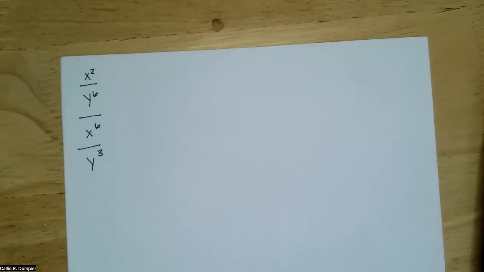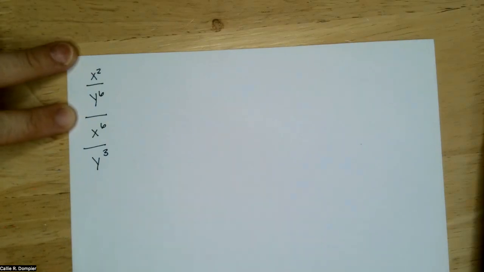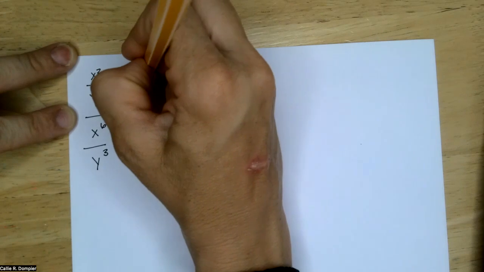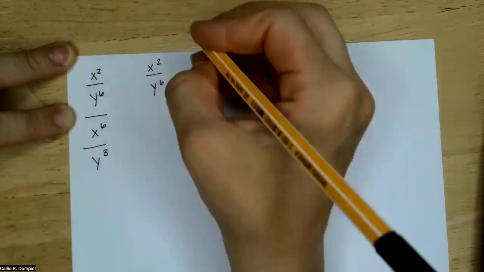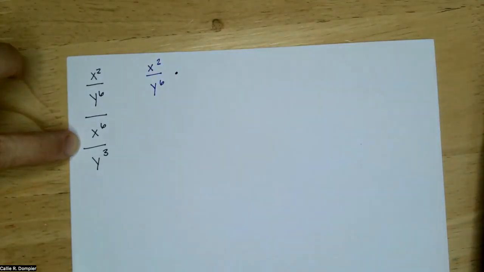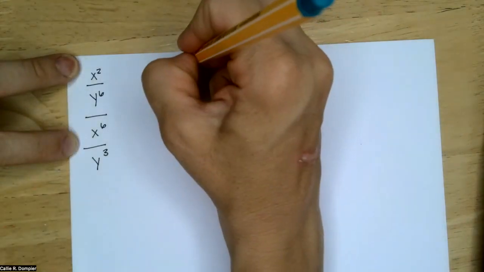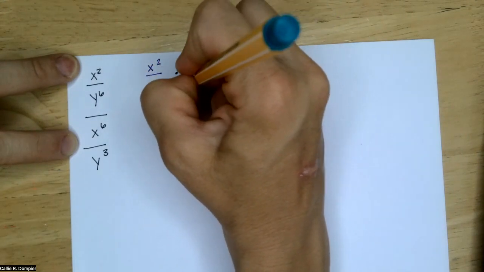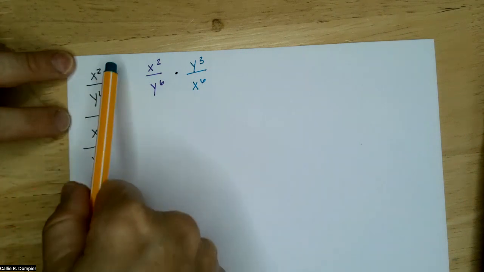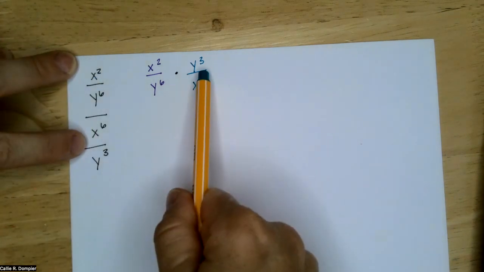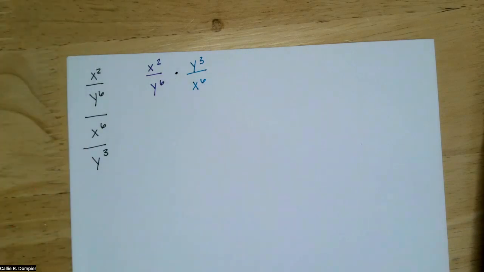All right, and the other one is x squared over y to the 6 divided by x to the 6 over y to the 3rd. Just like we did the last one, we're going to change this division to multiplication by leaving the first one the same, x squared over y to the sixth, but now we say times, and we flip this one. So this one is now y to the third over x to the sixth. Good? So it's keep, flip, change: keep the first fraction, flip the second fraction, change the sign.